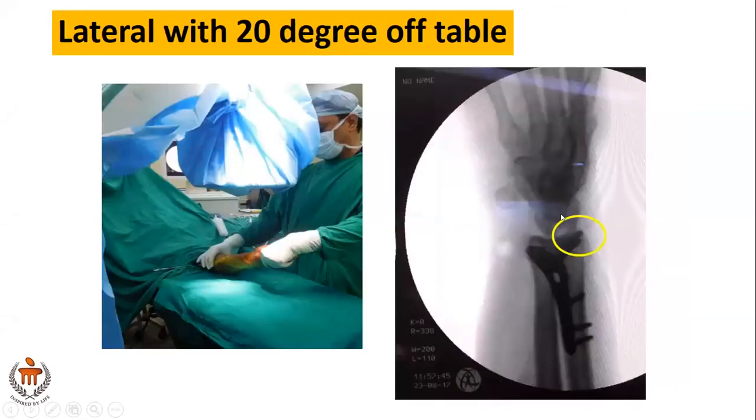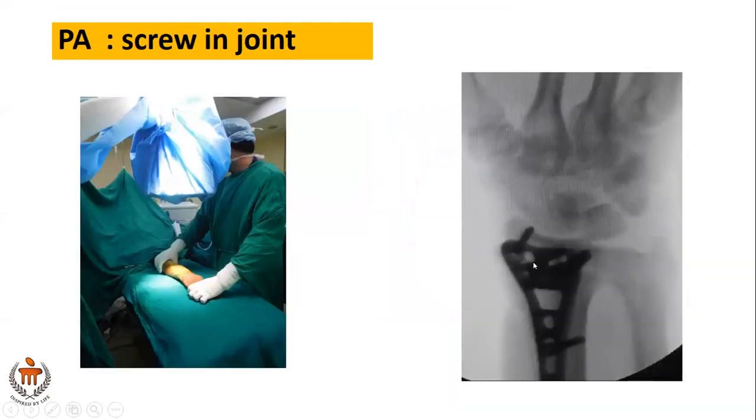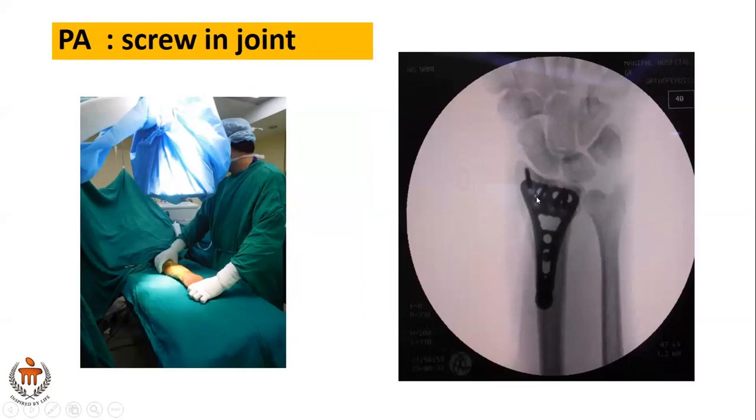So if you have a doubt that some of these screws have gone into the joint here, you need to make sure that you do the tilt view, take it off the table, 10 degrees, 20 degrees, it depends on the patient's palmar tilt. But then you would see that they are not actually in the joint by doing this. Again, PA screw in the joint. Again, if you have any doubt, the same kind of maneuver here can be done.